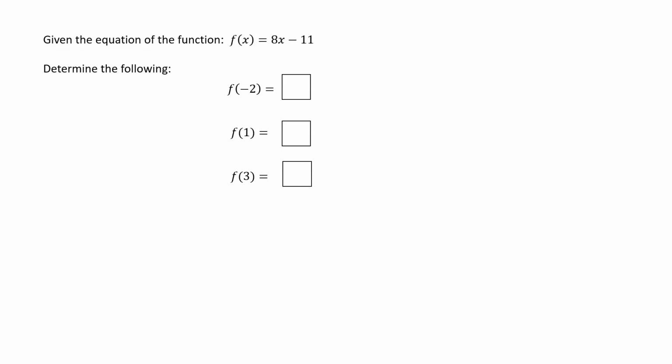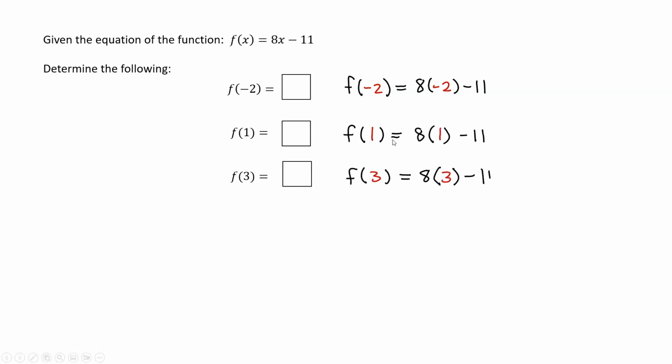Instead of saying, well, find y when x is, you could just say, okay, just do f of negative 2, f of 1, and f of 3. Because all these are saying for you to do is to go back to whatever equation you have here and replace the x values with whatever number is now appearing in the parentheses. So here that means that f of negative 2 would be 8 times negative 2 minus 11, f of 1 would be 8 times 1 minus 11, and f of 3 would be 8 times 3 minus 11.